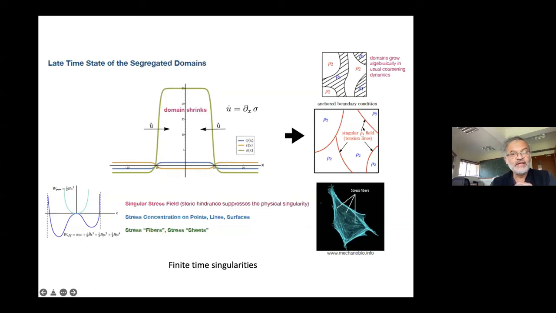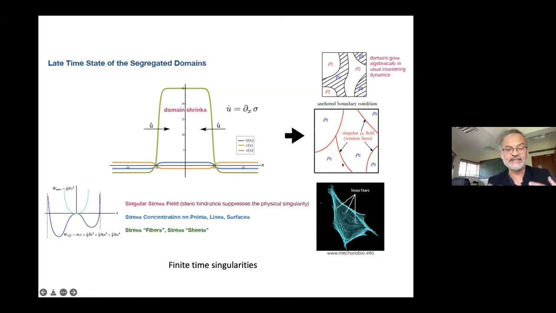So you find that at linear level, there is a segregation instability. Things grow exponentially fast because it's a linear theory. Beyond a certain time, nonlinearities kick in and make the finite patches shrink to these singular lines. This happens in finite time and is associated with finite time singularities. And this is really akin to stress fibers that one sees predominantly in cells. All these actins, et cetera, form these very sharp singular structures.